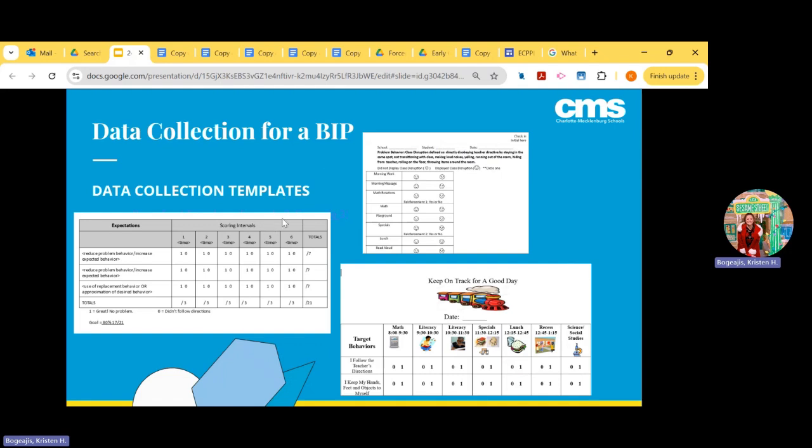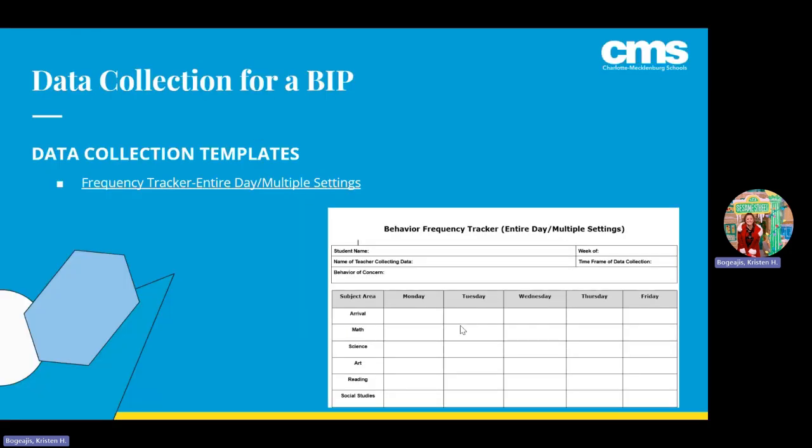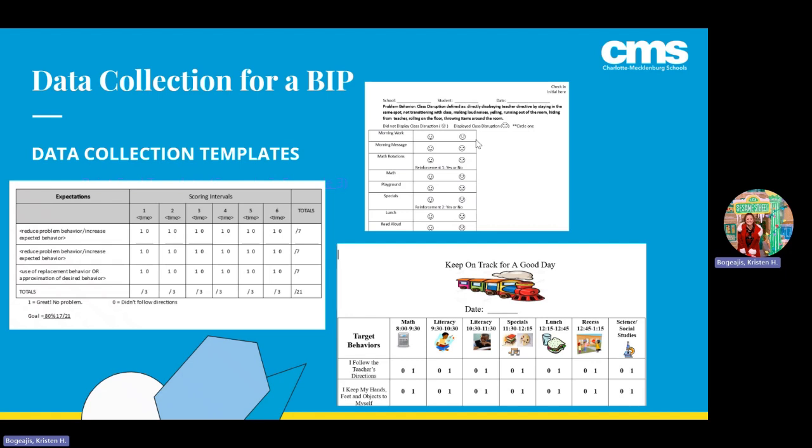Over on the left-hand side here, you can see some other examples that are a little bit more simplified. This one has a schedule in it, so keep on track for a good day. This one over here is very understandable for the student. So did not display class disruption, smiley face, did do a class disruption, little frowny face. It's really important to create something visual where the student can understand when a behavior is maladapted and when a behavior is positive. Make sure that the positive behavior is understandable and explicit.